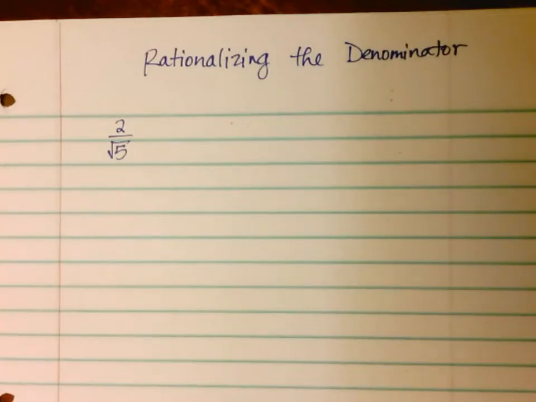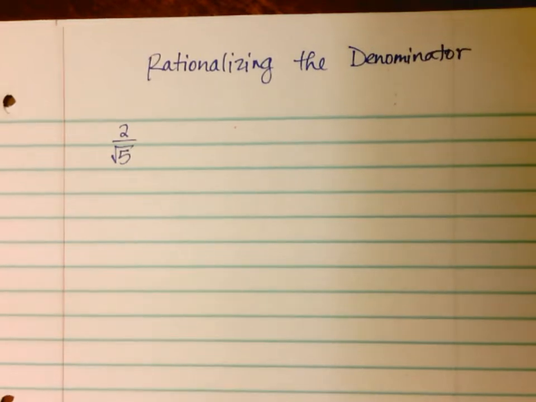I'm going to talk about looking at numbers where there are radical signs in the denominator. And to simplify that, we are going to rationalize the denominator.